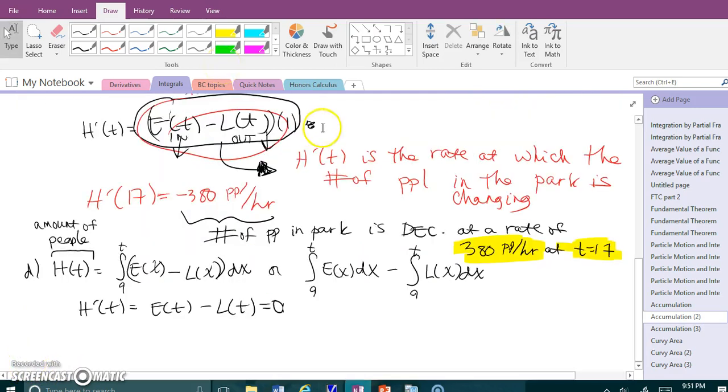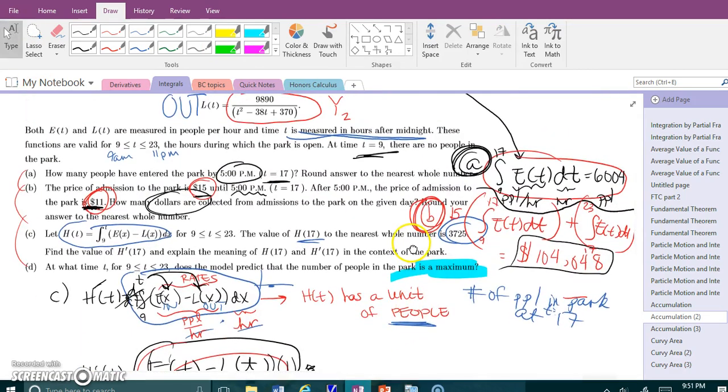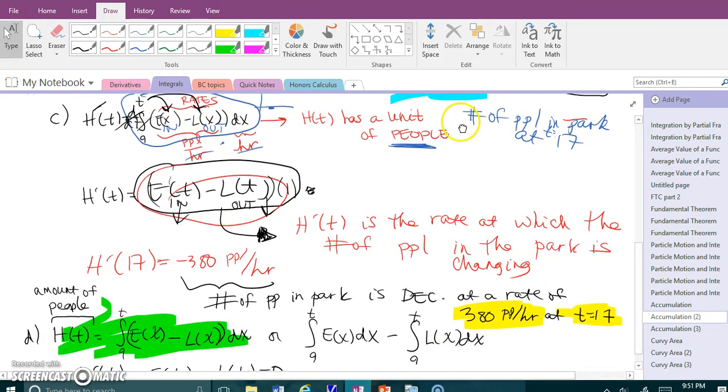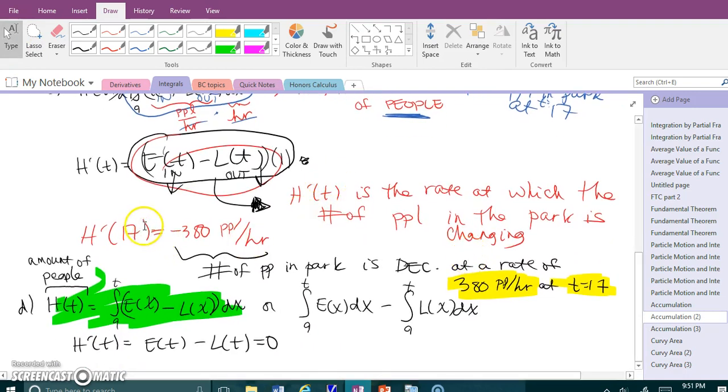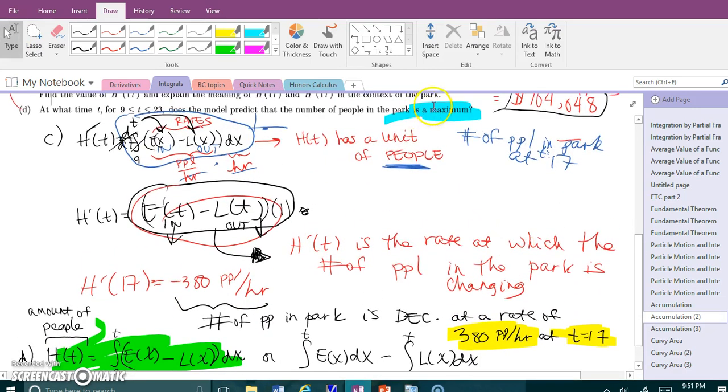What I did for part D is I took the function that they gave me in the problem in part C. So if you look at part C right here, they already gave me this, and I already interpreted h as the number of people in the park. So yeah, right here, we already did h of t as the number of people.